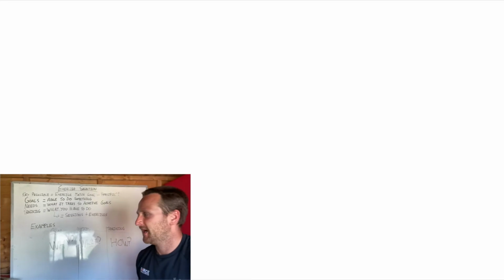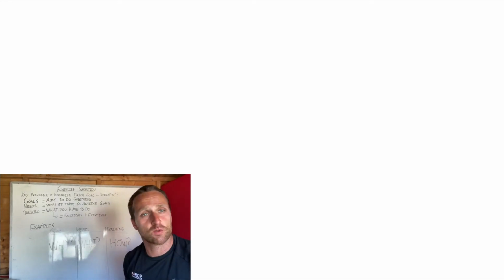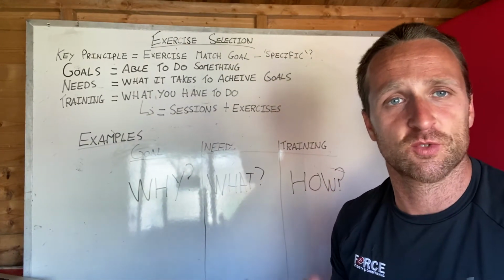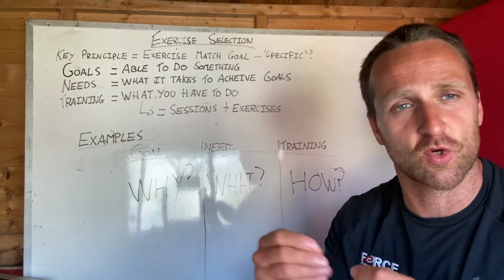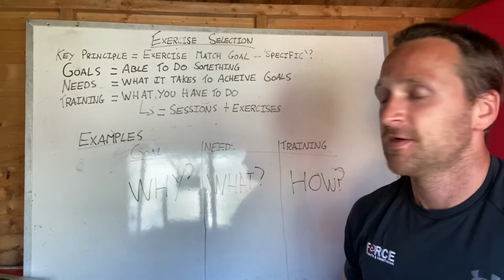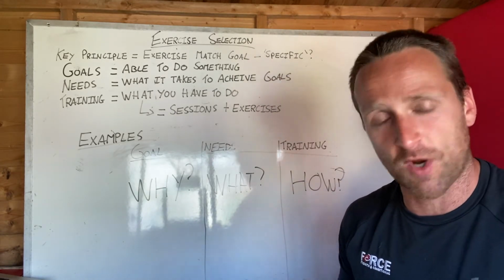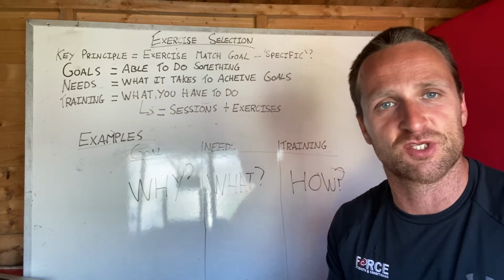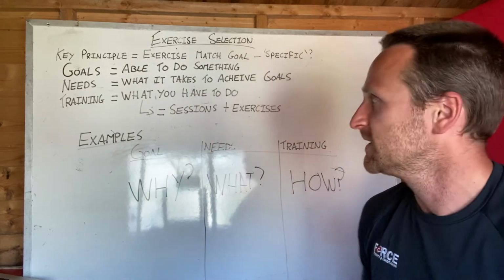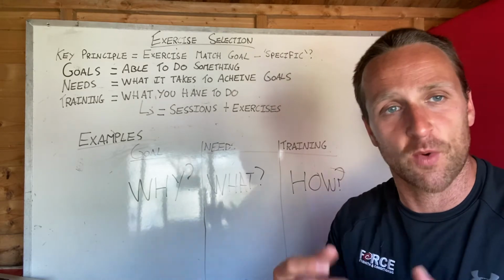So the first one, your aims and goals, big top line. What are you trying to achieve? What are you going to be able to do by the time you finish? What is it you want to be able to do? From there, then the needs of your training. What are the needs? What do you need to do? What is it going to take to achieve those goals? What do you actually have to do? And then your training. How are you going to do that?